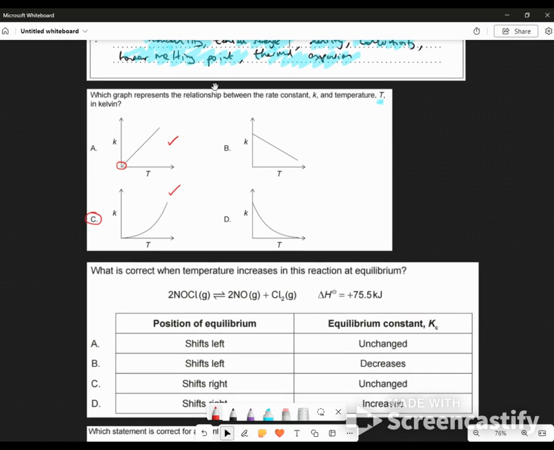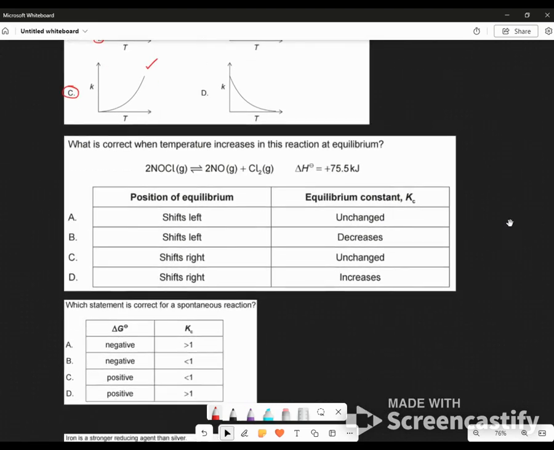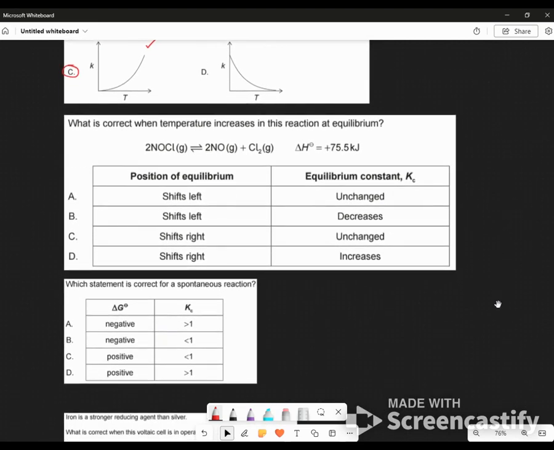All right. So now, what's correct when the temperature increases in the reaction at equilibrium? If you increase the temperature, as you can see, the forward reaction is endothermic, so the equilibrium is going to shift that way. So it shifts right, one of those two. Equilibrium constant: if you're increasing the temperature, that's the only condition where Kc changes.